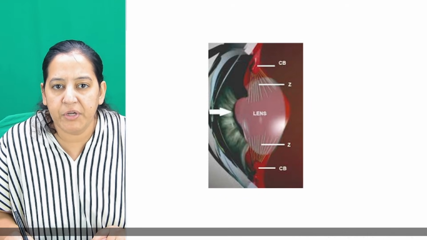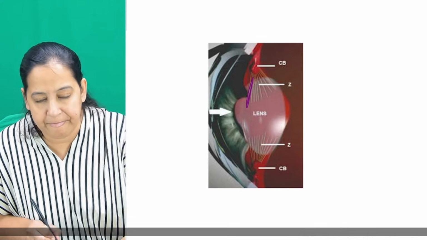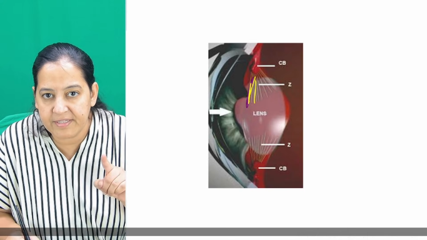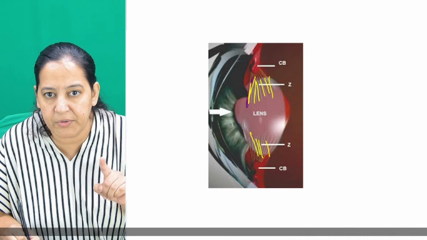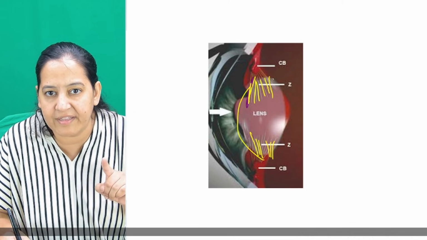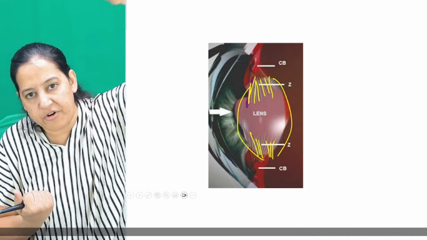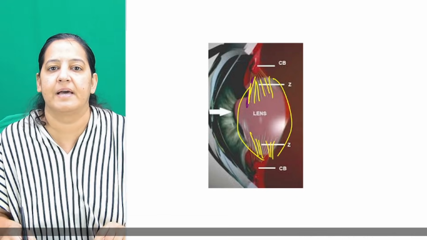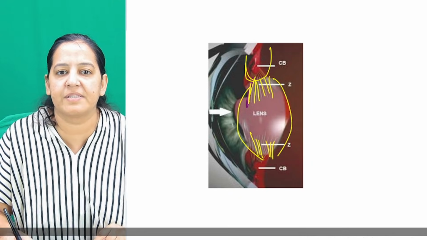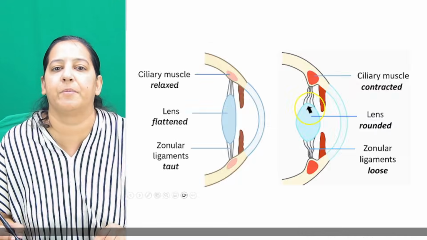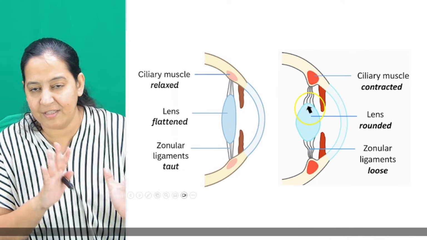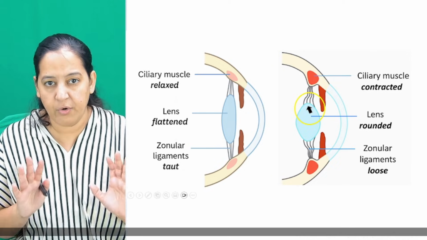You can appreciate it here. Can you see these are the zonules? People, appreciate the zonules over here. Appreciate they are holding the lens. Now appreciate what happens when they contract and what happens when they relax. These zonules are attached to the ciliary body, above and below. This is the ciliary body. I hope you are getting it. Now see the two conditions I am talking about. Now you can have a vision.